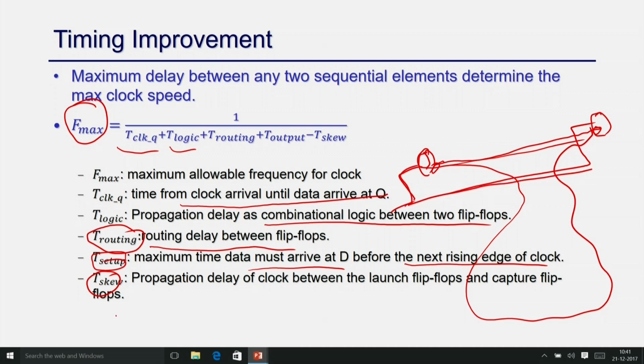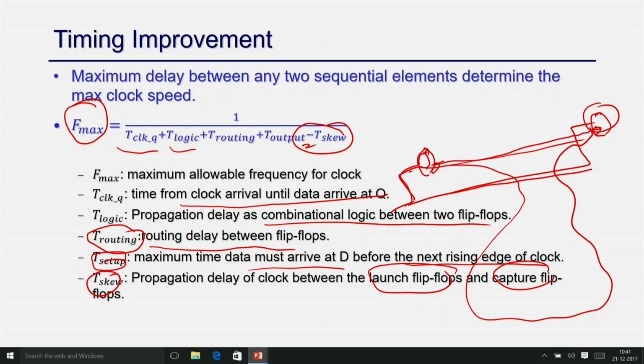So, the skew is the propagation delay difference between the launch flip flop and the capture flip flop. This is the launch flip flop and this is the capture flip flop. So, the time difference between the clock coming here versus coming here is the extra time you actually get in your circuit, right. That is why this is minus, right. So, these are the actual factors that determine the maximum frequency you are going to achieve in your design. Okay.